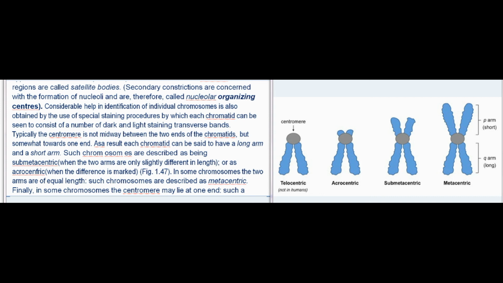Secondary constrictions are concerned with the formation of nucleoli and are, therefore, called nucleolar organizing centers. Considerable help in identification of individual chromosomes is also obtained by the use of special staining procedures by which each chromatid can be seen to consist of a number of dark and light staining transverse bands.